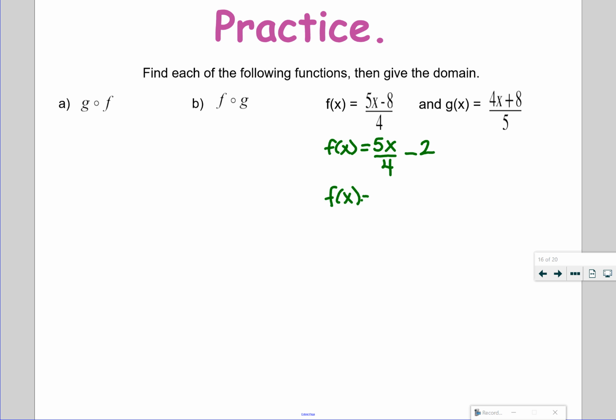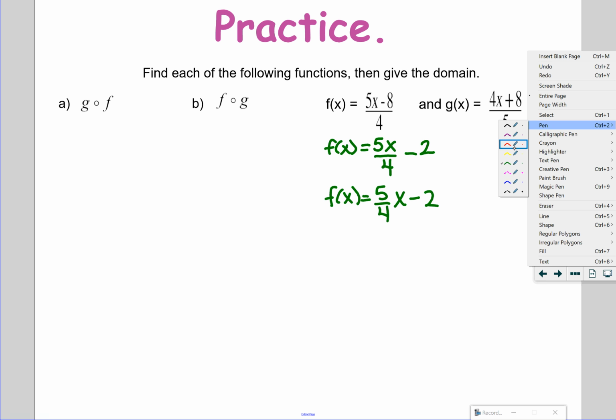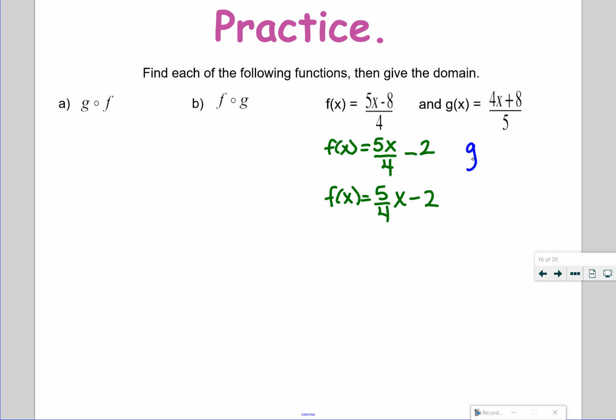You could also write 5/4 x minus 2, which, because that x is now kind of separate from the fraction, might make it easier when you're plugging something in. You can do the same thing for function g. I can make it 4/5 x plus 8/5, and I can't reduce that. Okay, try to find g of f and f of g.